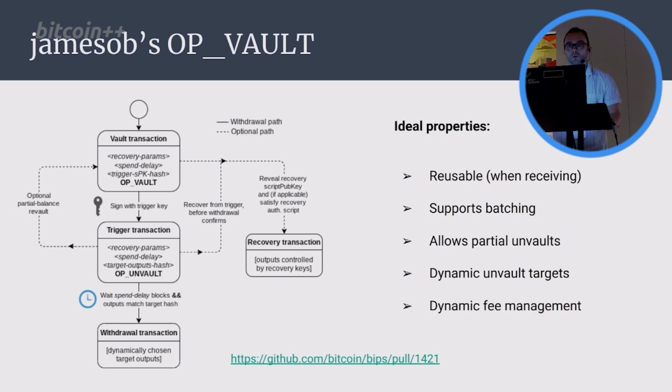It's nice if you can allow partial unvaults, which means that in the unvault transaction, you can send some money back to the vault immediately, because maybe you have a very large UTXO and you want to only send a small amount. Without this feature, your money will be locked until the time lock expires, which could be annoying. And you want to be able to choose arbitrary unvault targets, meaning the destination should not be a set of predefined addresses. It should be any address that you decide at the time you want to start a withdrawal. And ideally it should have good fee management.